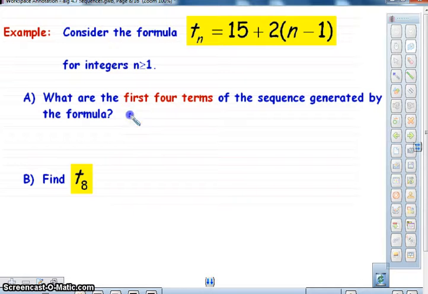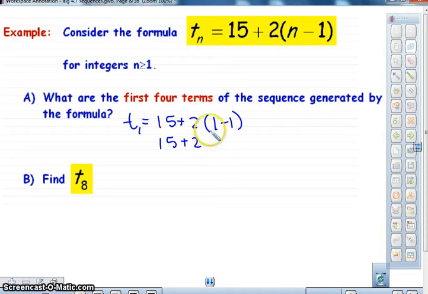So what we need to do to solve this for term 1 is use our formula above, 15 plus 2, and if it's our first one, that means we're replacing the n with a 1 minus 1. So our formula would be 15 plus 2 times (1 minus 1), and 1 minus 1 is 0. So the first term, term 1, is equal to 15.